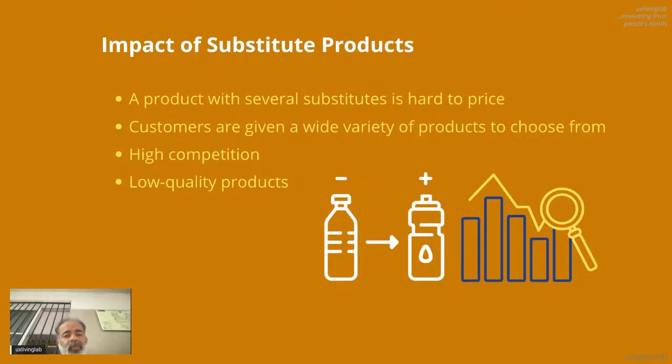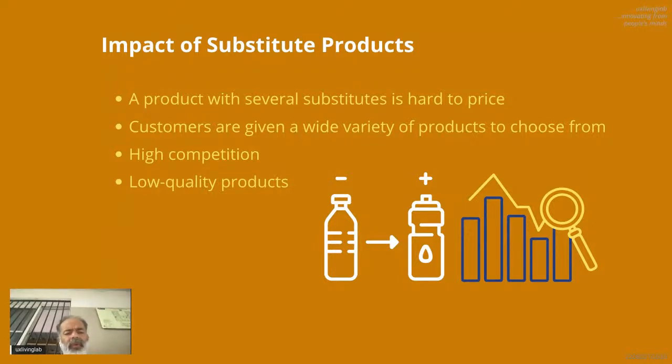The impact of substitute products. The product with several substitutes is hard to price. If there is a substitute product, how is it going to impact your business? Earlier I talked about how it impacts the economy. So how is it going to affect your business? A product with several substitutes is hard to price. That's the first impact.